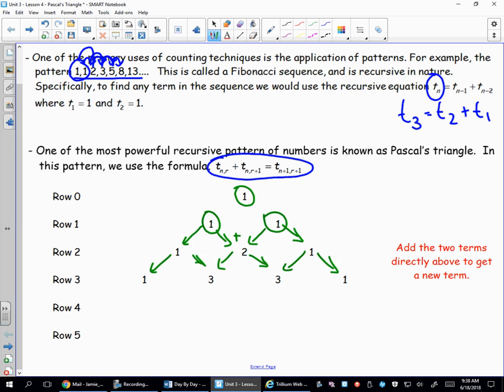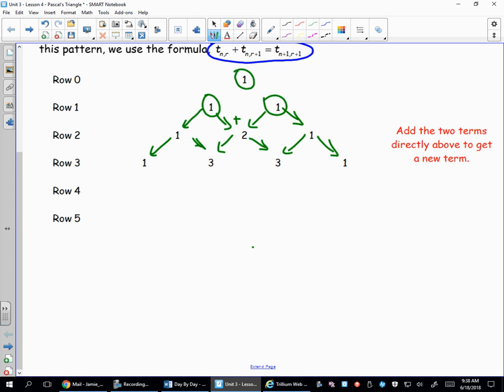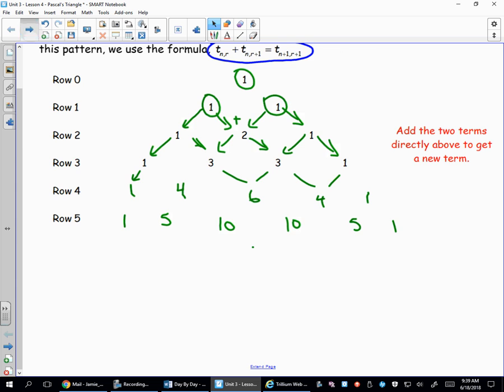We could keep adding more rows in. We'll start off with a 1. That's the only number above it. 1 and 3 makes 4, 3 and 3 makes 6, 3 and 1 makes 4, and 1. Then 1, 5, 10, 10, 5, and 1, and so on and so on. This goes on infinitely. And there are lots of cool little tricks and things to think about in this, and we're going to look at some of those in this lesson.